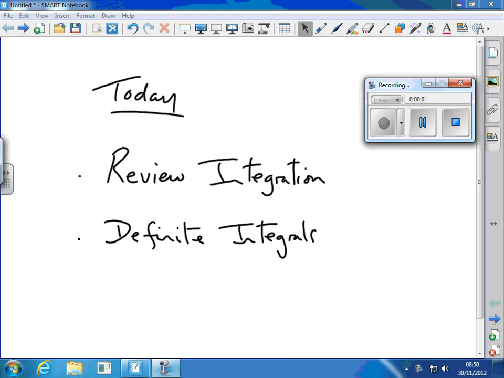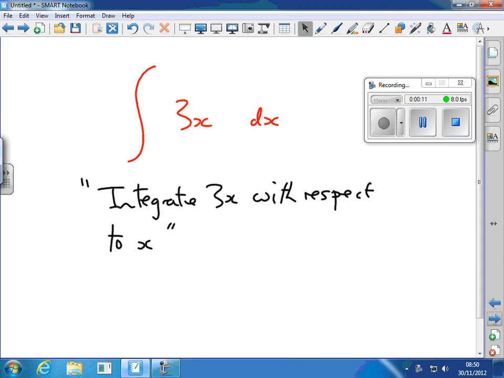Integration techniques. So we'll look at the basic ideas again, remind ourselves of this, and then we're going to look at a use of integration, these definite integrals. So that's something that you've seen before. The integral of 3x with respect to x. So this symbol here means integrate.